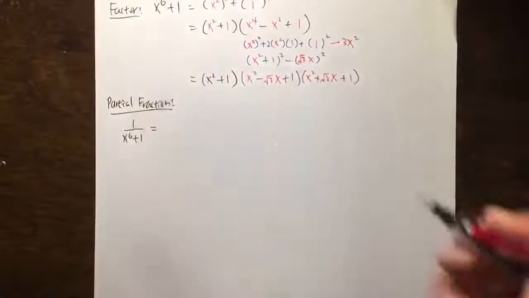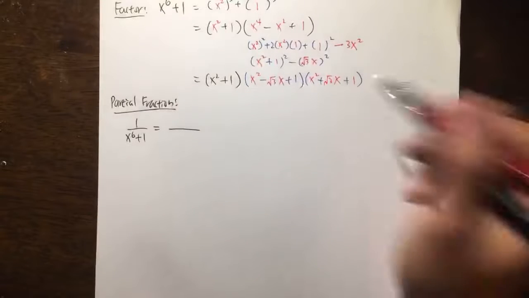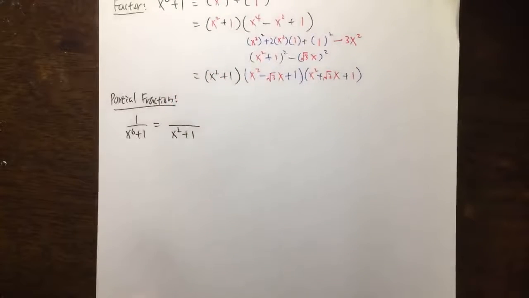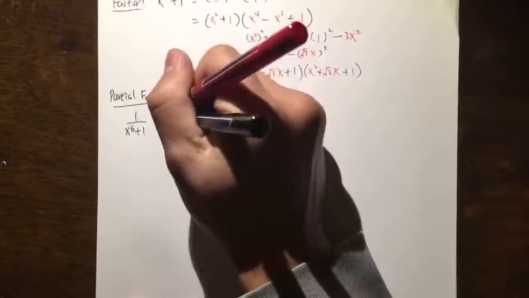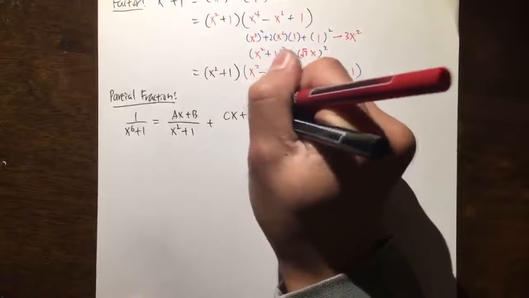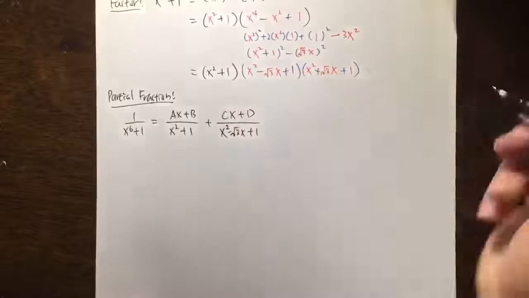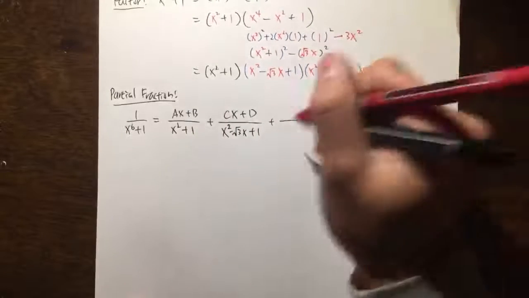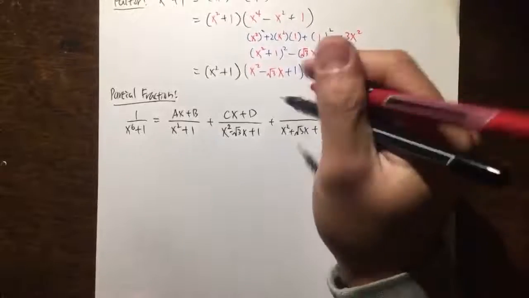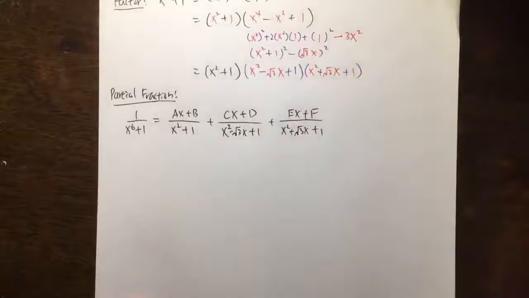And I'm going to break this apart into something over this factor, and then something else over this factor, and then something else over this factor. This is x squared plus 1, which is an irreducible quadratic. So on the top, I will need to have ax plus b. And then the next one, I will put plus cx plus d over this denominator, namely x squared minus square root of 3x plus 1. And then plus, same thing, I will put this down for the denominator, and then I will also have a linear term on the top, which is going to be ex plus f, like that.